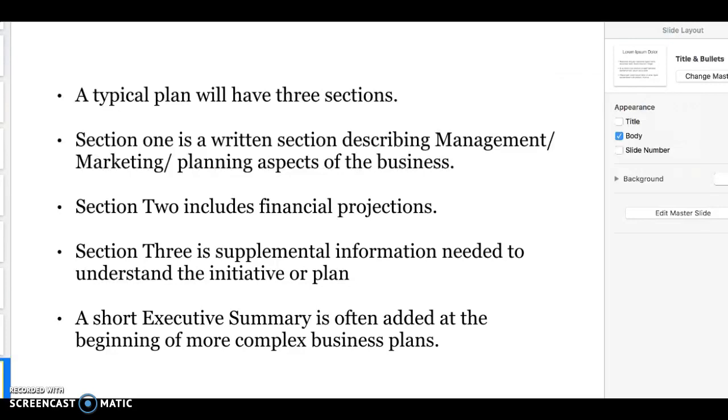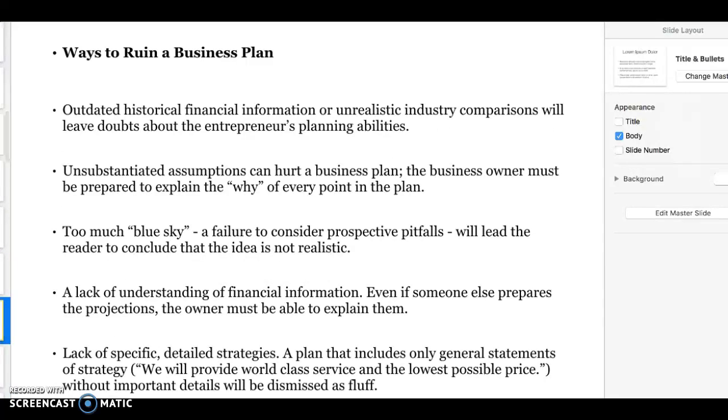Section 3 is a lot of supplemental information that you feel like someone would need to understand when they're reading or listening to your plan. So this is the part where I would put in my research. This is the part where I would put in my graphs. This is the part where I would put in any pictures or just anything else, links, anything that could help someone see the value in what I'm doing. And you can even add a short executive summary at the beginning or end of a more complex business plan if you need to add on to some of these parts.